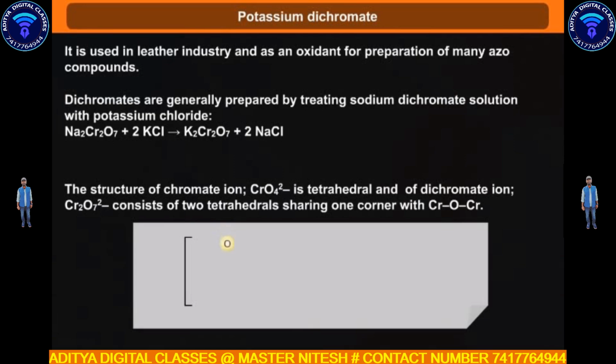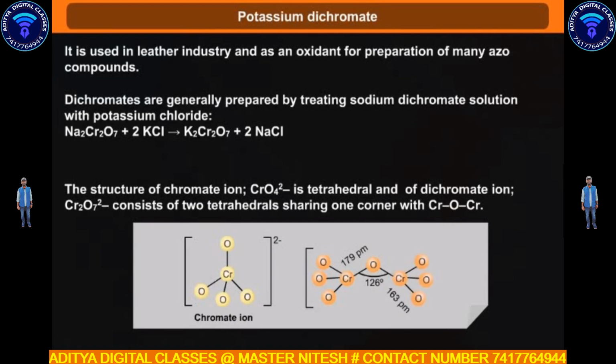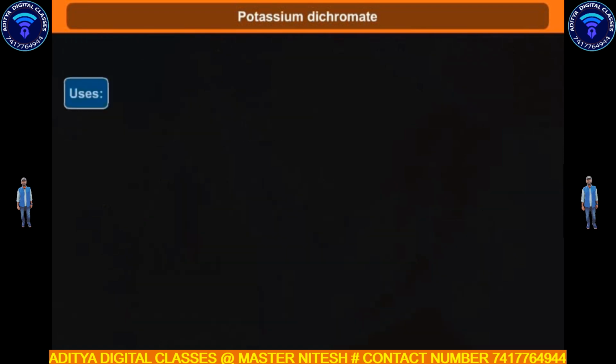The structure of chromate ion CrO4 2- is tetrahedral and of dichromate ion Cr2O7 2- consists of two tetrahedrals sharing one corner with Cr-O-Cr.